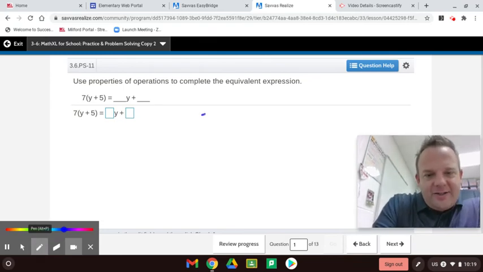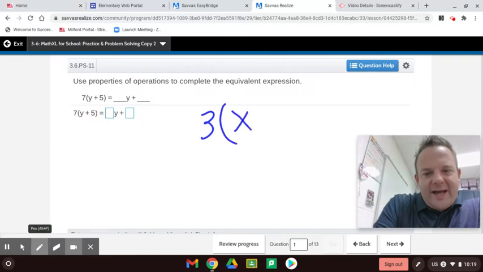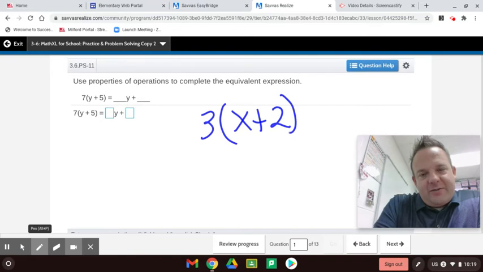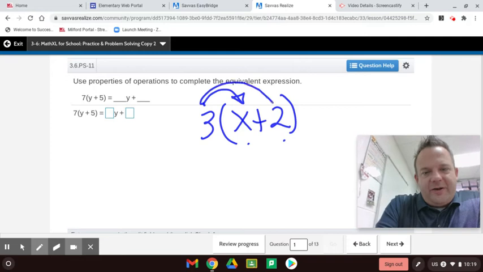Here we go. Let's say I have 3 times the quantity x plus 2, for example. Now pretend you're the 3 and you have friends that go to another school and friends that go to this school, okay? So we want to play with our friends from the other school and we want to play with our friends from the school. So it's kind of like you distribute yourself to these friends and then you distribute yourself to your other friends.